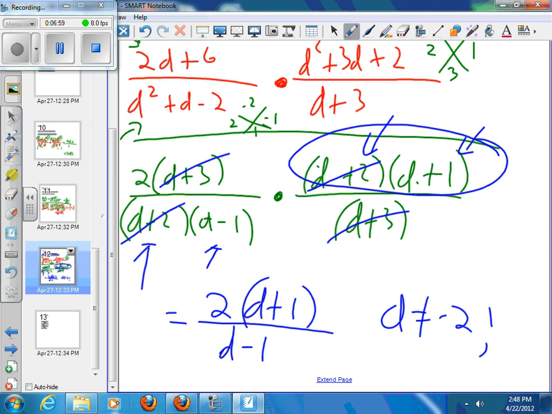This is our final answer. d can't be negative 2 or 1, and we're equal to 2, d plus 1 over d minus 1.